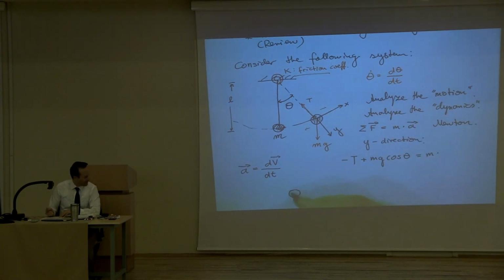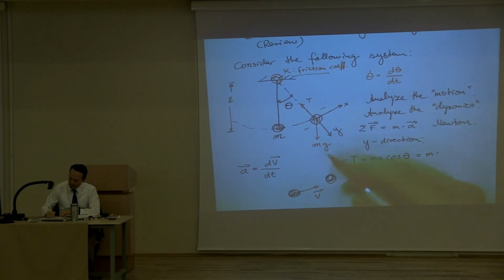Okay, let's take this. What is the velocity of this thing? It's like this, isn't it? And when it goes up, what's the velocity vector now? It's like that, isn't it? Did the magnitude change? Yeah, the magnitude changed, but not in this direction. But what's important is the direction has changed, right?